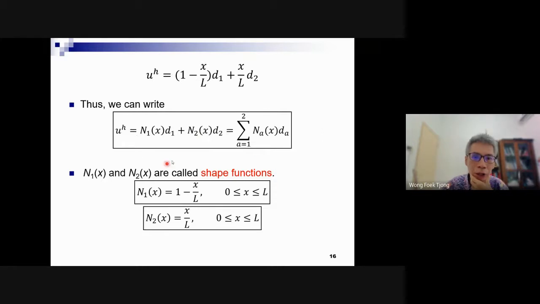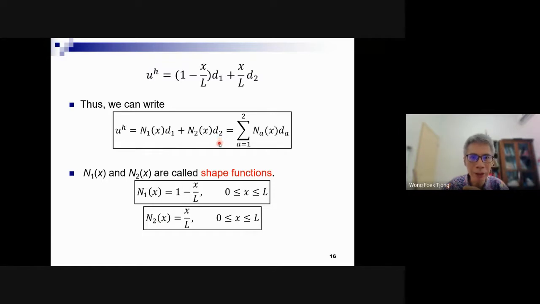This function is called shape functions. The shape function is this, right? And this shape function is applicable for the whole bar, it means from 0 to L. This is also 0 to L. So we have two shape functions, N1 and N2. This is the shape function corresponding to node 1 or degree of freedom 1. This is corresponding to degree of freedom number 2.